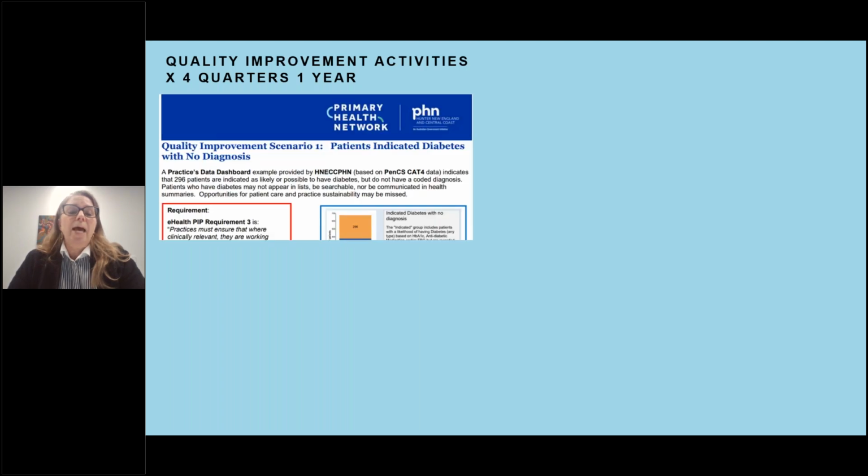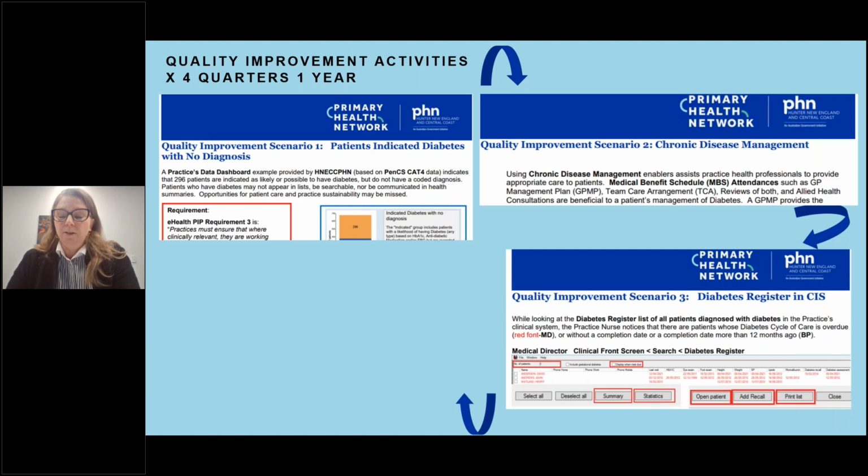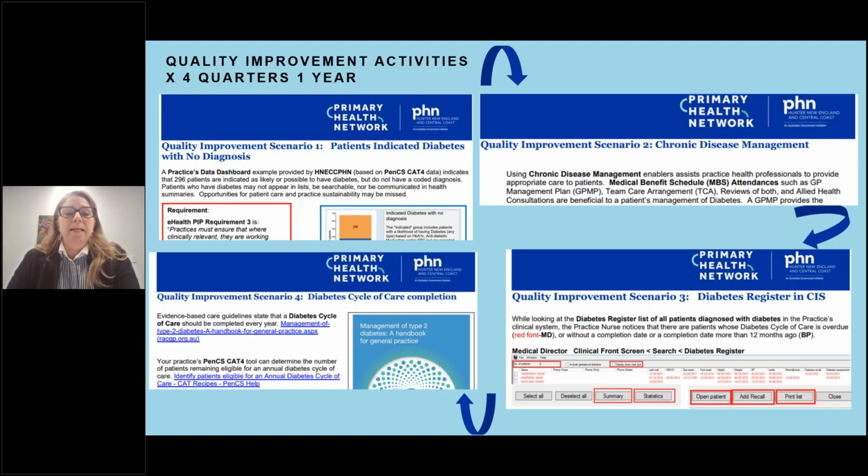So at the PHN, we have made 4 quarters of quality improvement activities. These are available on our website under that diabetes tile, and basically it's as per the patient journey. So patients that are indicated with diabetes but are not yet diagnosed, then quarter 2, for example, you might work on chronic disease management, getting a GP management plan and team care arrangements. And then you might have a look at the diabetes register, as we discussed, and see how you're travelling with getting those patients complete. And then each year you would end up having a cycle of care completed as per the guidebook.